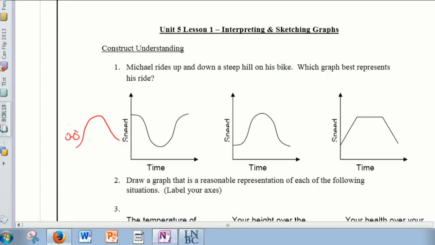A couple things we can assume: if this person's riding up a really steep hill, they're going slow here, and then they're going to be going fast up at the top, and then they'll be going very fast down at the bottom. So which one of these graphs represents something that starts off slow, then goes fast, and then is going even faster?